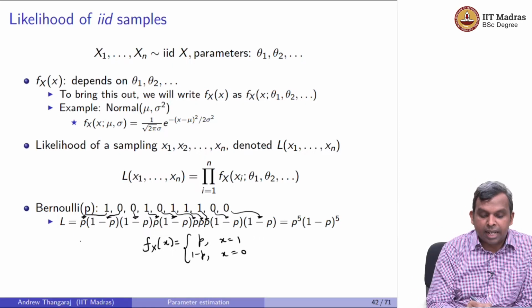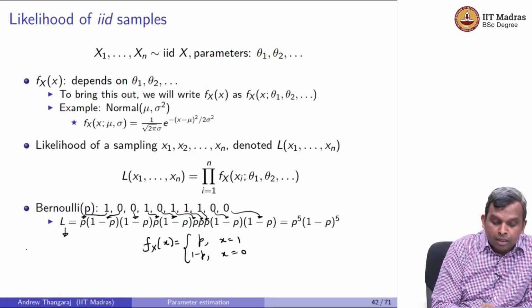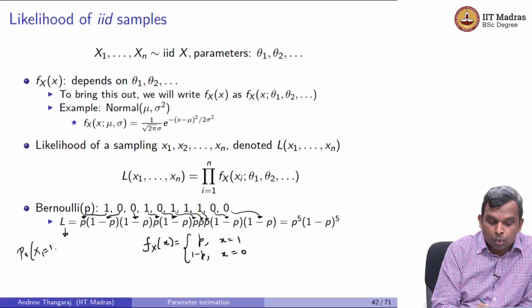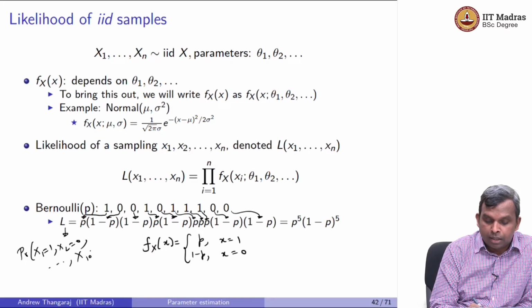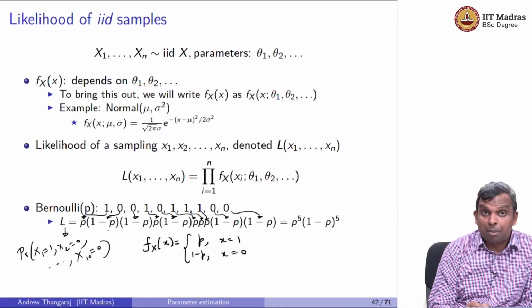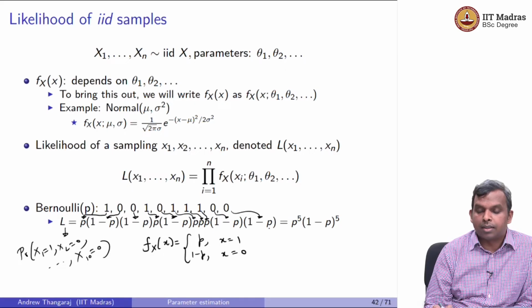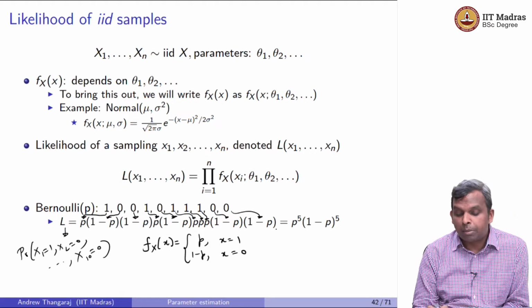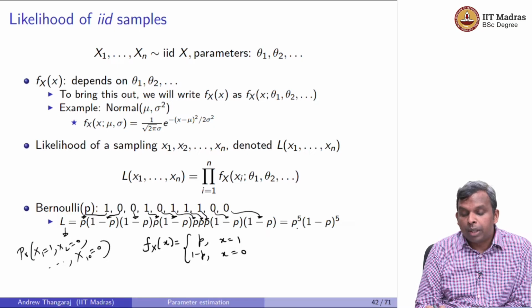In the discrete case, clearly this is the probability that X1 equals 1, X2 equals 0, and so on till X10 equals 0. This is the exact probability, and these are all independent, so you can multiply them out. After you multiply them out, what will you get? In this case, you get p to the power 5 and 1 minus p to the power 5.